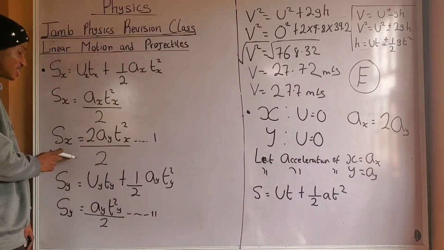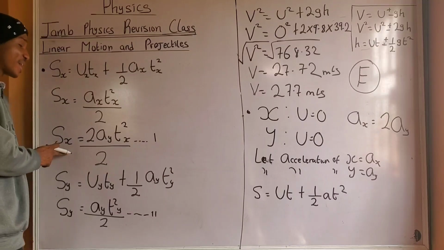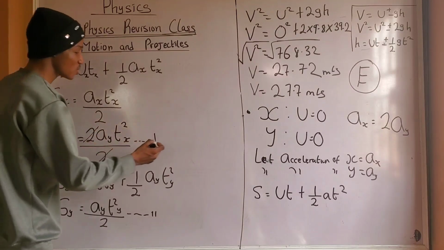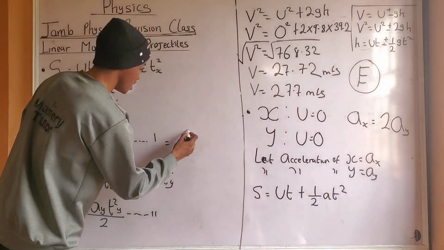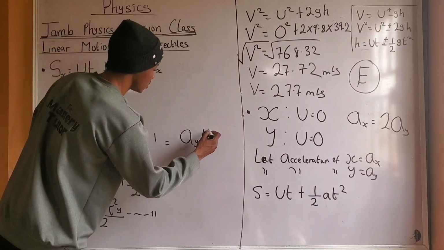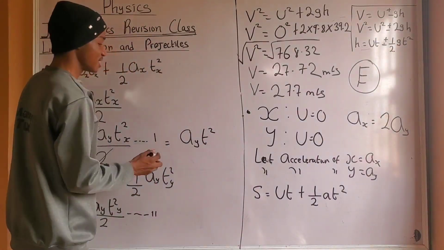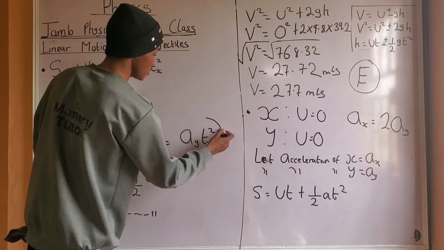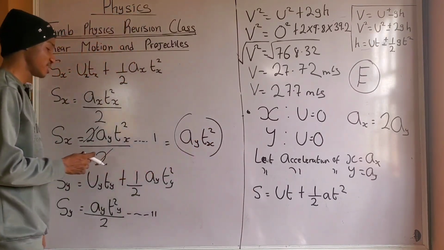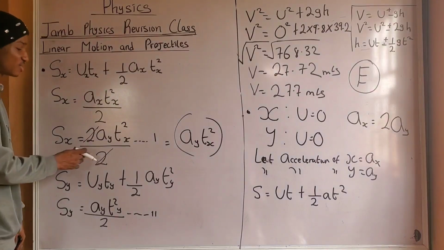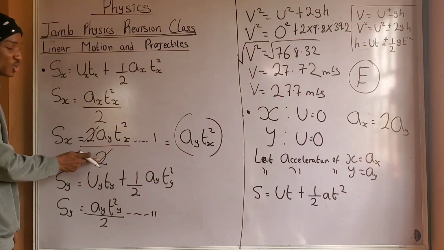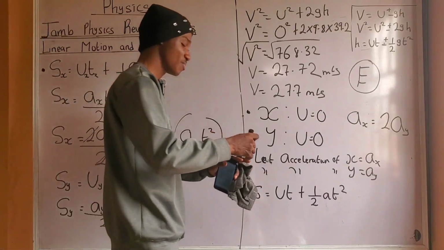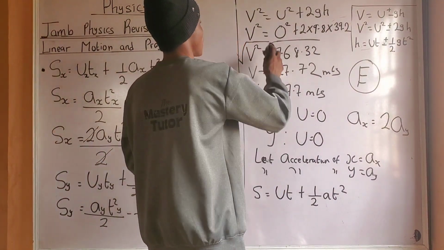Equation 1, which is the distance covered by particle X, can be simplified. Divide this by 2, I'm going to have Ay t squared. Are you getting it? That is the simplified version of this. All I did was that I just divided this 2 by this 2. So I'm left with what? Ay t squared x. Are you getting it? So let us proceed.